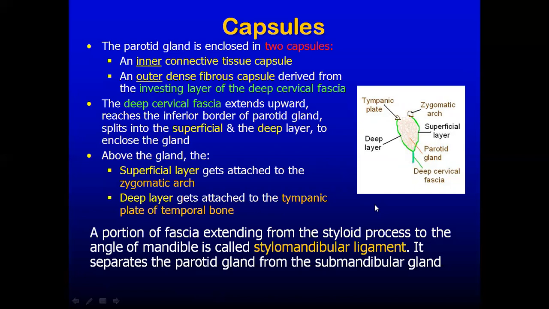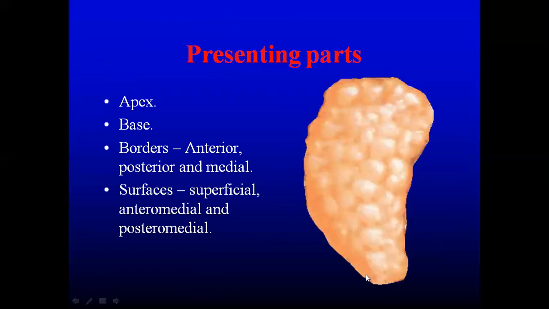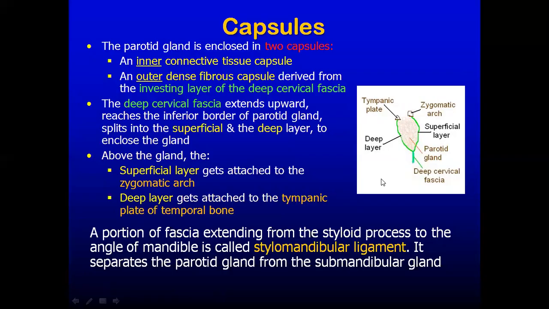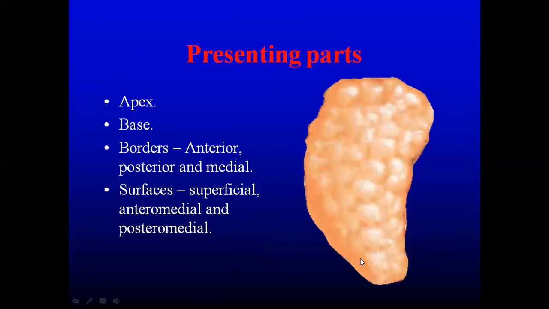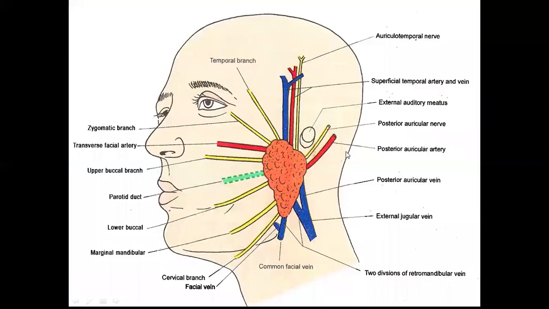The portion of fascia extending from the styloid process to the angle of the mandible, which is a thickening of the deep fascia, is called the stylomandibular ligament, which separates the parotid gland from the submandibular gland. The presenting parts are: this is the apex, this is the base, we have the anterior border, the posterior border, and on the medial aspect, the medial border. The surfaces are the superficial surface, anteromedial and posteromedial surface.